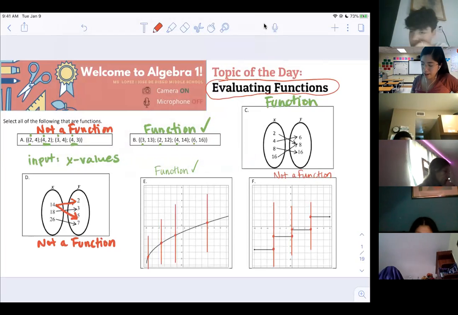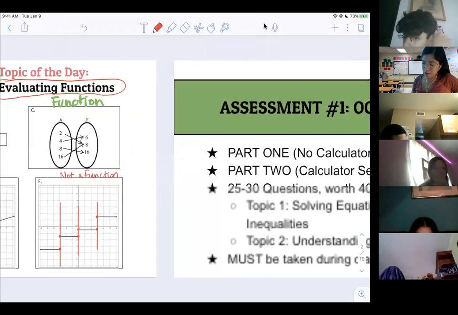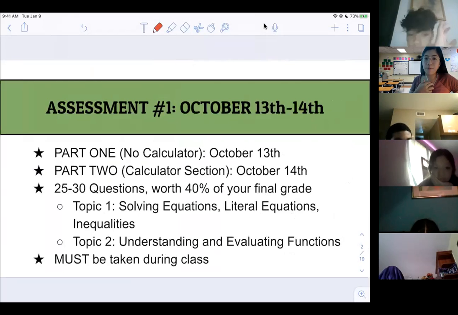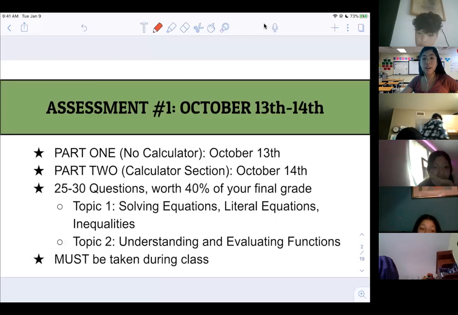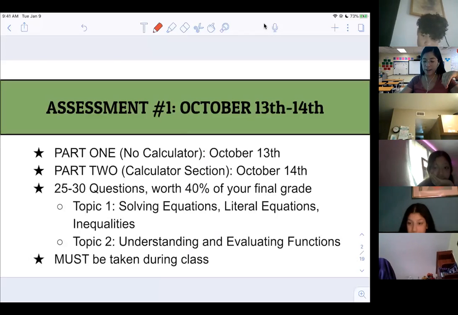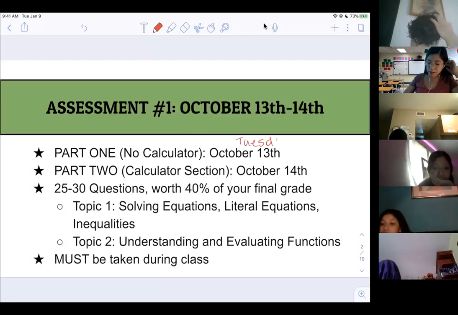But before we begin, I have one announcement, which is that you guys have your first test of the year next week. So next Tuesday and Wednesday, you will be testing. The test is split up into 2 parts. Part 1 is no calculator, and that's going to be on Tuesday. Part 2, you can use a calculator, and that will be on Wednesday.